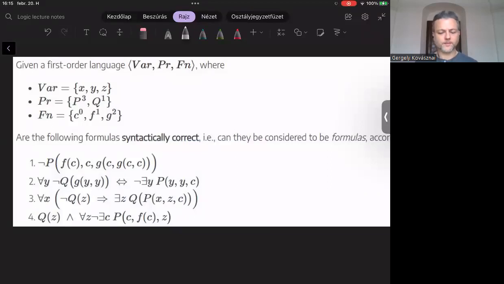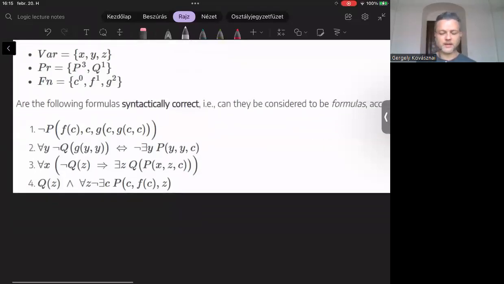In this exercise, we are given a first-order language consisting of 3 sets, as you already know. The set of variables, so we can use 3 variables, x, y, and z. Then the predicates are given. We have a predicate P with 3 required parameters and Q with 1 required parameter. And finally, we can use those functions. C is a constant since it does not have any parameter. F requires 1, G requires 2 parameters.